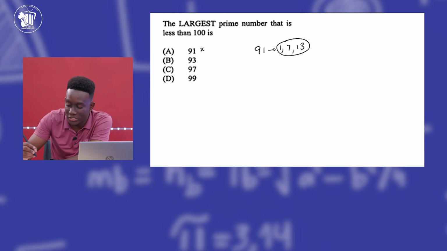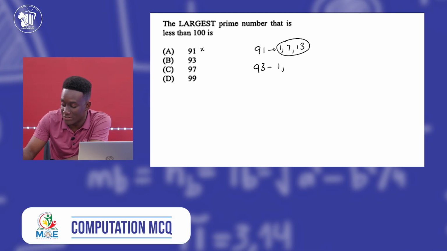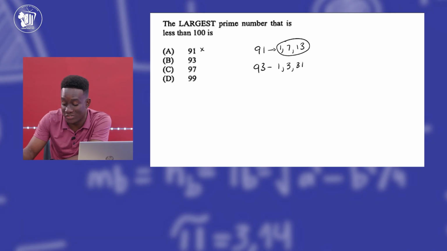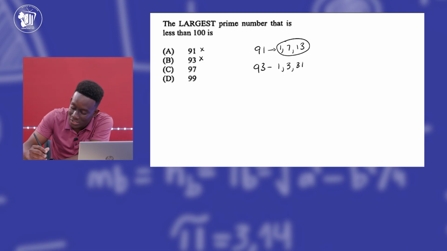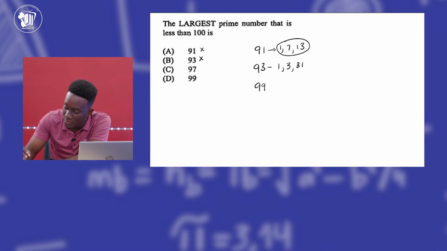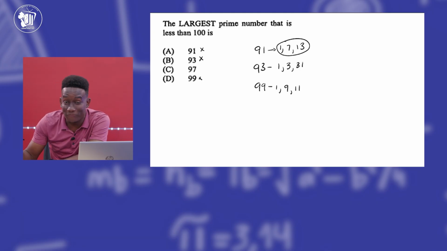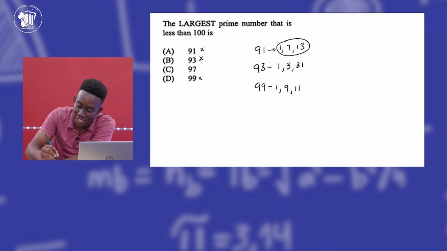Now let's look at the number 93. 93 has a factor 1, and 93 also has a factor 3. 93 divided by 3 would be 31, so 31 is a factor as well. So 93 is not a prime number because we have more than 2 factors. Now let's look at 99. Off the top of my head, I know 1 is a factor, 9 is a factor, and 11 is a factor. So 99 is not a prime number. By virtue of elimination, the answer here is C.